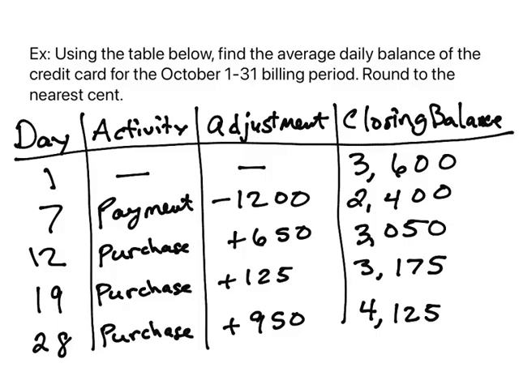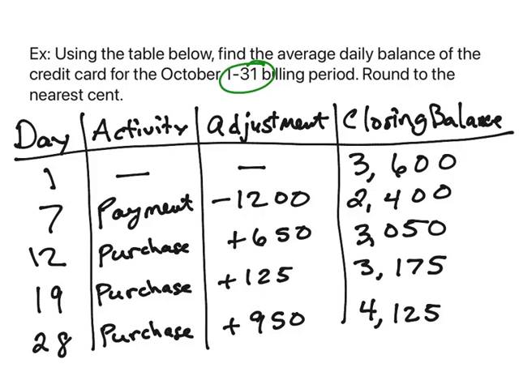So here we go. Using the table below, find the average daily balance of the credit card for the October 1st through 31st billing period. Round to the nearest cent. Now, you'll notice that October has 31 days in it, and we have to figure out what's happening. You can see on day one, we have a balance of $3,600. That's kind of our carryover balance.